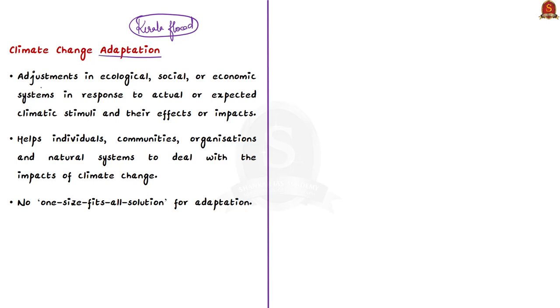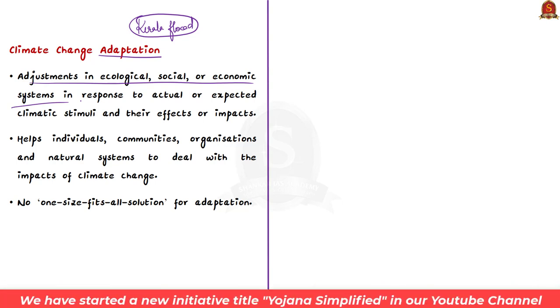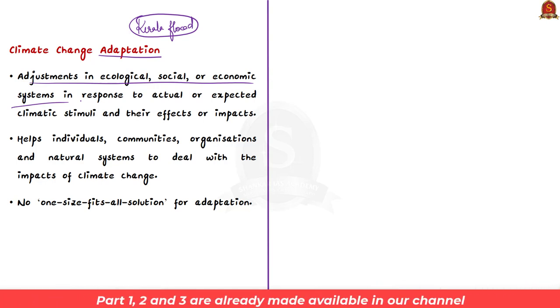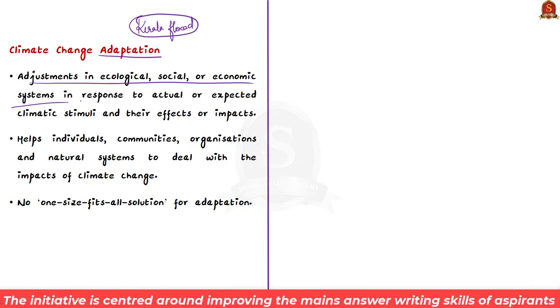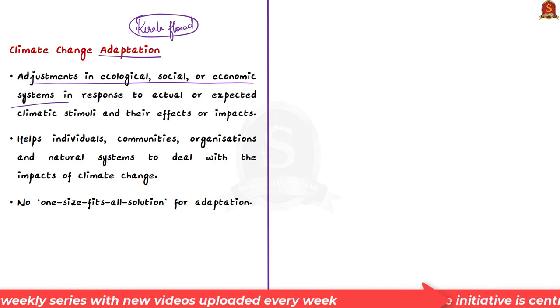See, adaptation refers to adjustments in ecological, social or economic systems in response to actual or expected climate stimuli and their effects or impacts. That is, when there is a climatic stimulus, you determine to adjust to that ecologically, socially or in economic systems. And it depends on the effects or impacts caused by the climatic stimulus.